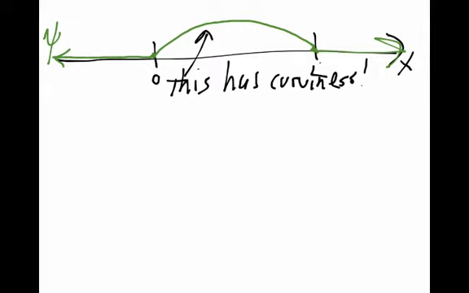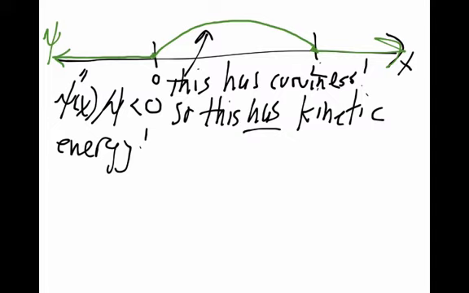Remember curviness from the Schrodinger equation. That is a big deal. So psi double prime of x divided by psi of x is less than 0. That has curviness, so this thing has kinetic energy. Remember, curviness gives you kinetic energy.